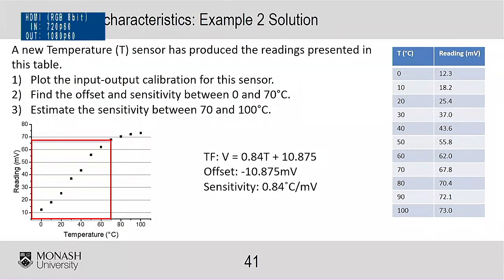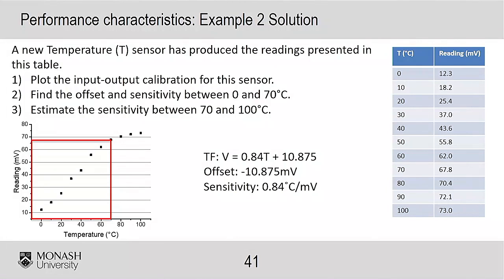But plotting it in Excel was definitely one way to do it, and you can see straight away that it's not really a linear function, and that's why we asked you to plot what you think or determine the transfer function between the different points there. So essentially we can plot it as you can see there. We can see it's relatively linear between 0 and 70. The transfer function was 0.84. The voltage equals 0.84 times the temperature plus 10.875.